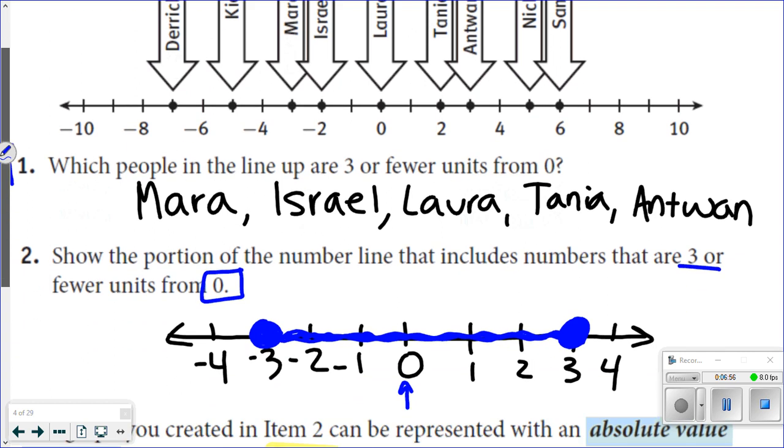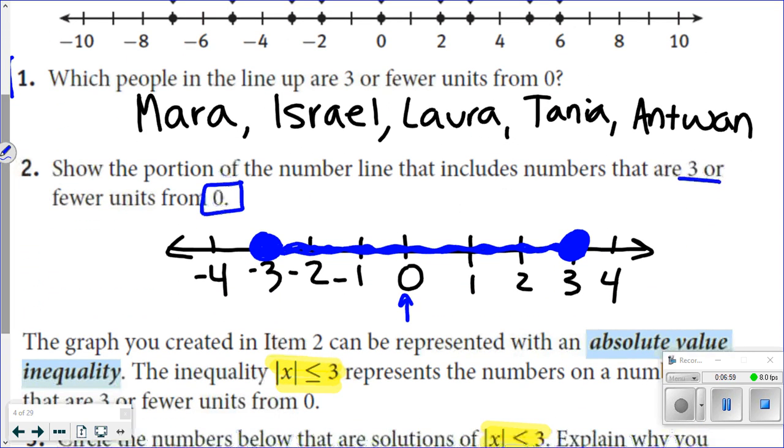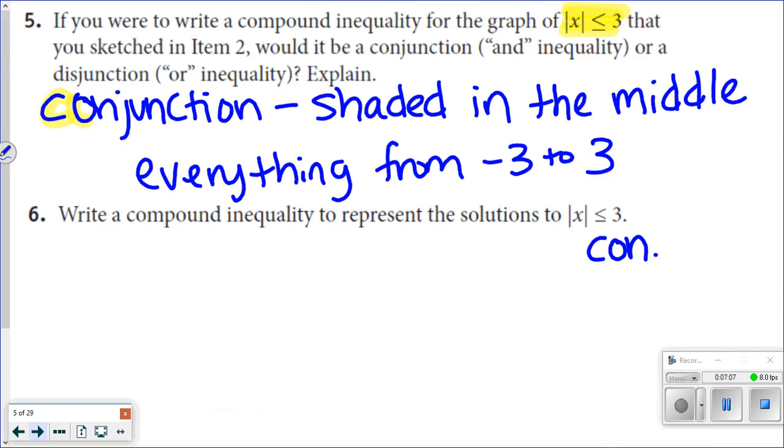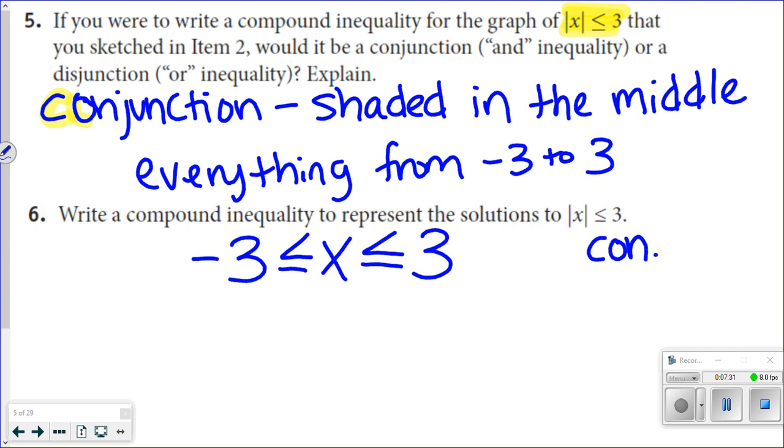What's my minimum here? Or my lowest number, my endpoint on the left? -3. And what's my maximum or my highest number? +3. So -3 comes first, then +3. And because we're shading in between these, we're going to put x in the middle. Remember, our signs face the same way here for conjunction. So x is greater than or equal to -3. And x is less than or equal to +3. So this is a conjunction.